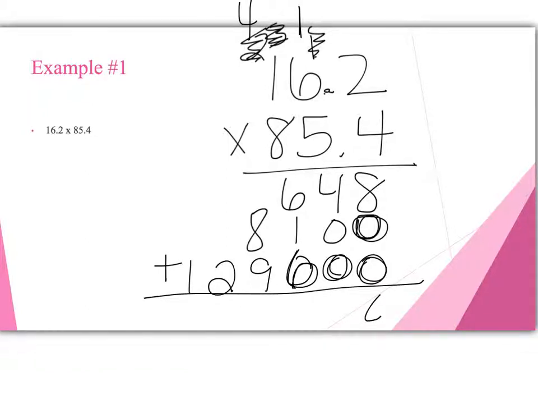So 8 plus 0 is 8. 4 plus 0 plus 0 is 4. 6 plus 1 is 7. 8 plus 9 is 17. 1 plus 2 is 3, and then 1.